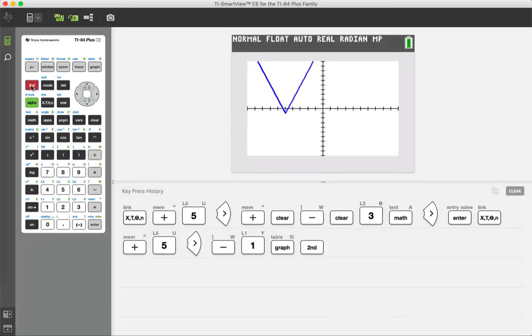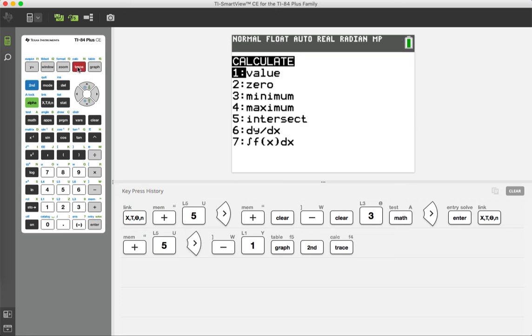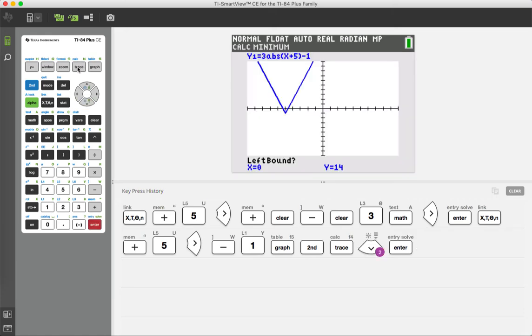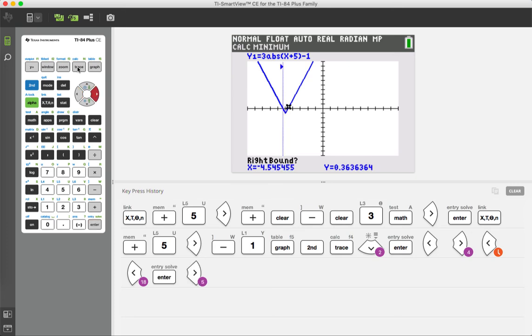You go second trace, just like finding a point of intersection. And because the vertex is the lowest point on your absolute value graph in this case, because it opens up, we can go minimum. Then you take your cursor and you hit left a bunch of times in this case. You want to make sure it's left of the minimum. Hit enter. You move it right of the minimum. Hit enter. It'll say guess. Hit enter again. And it'll show you.